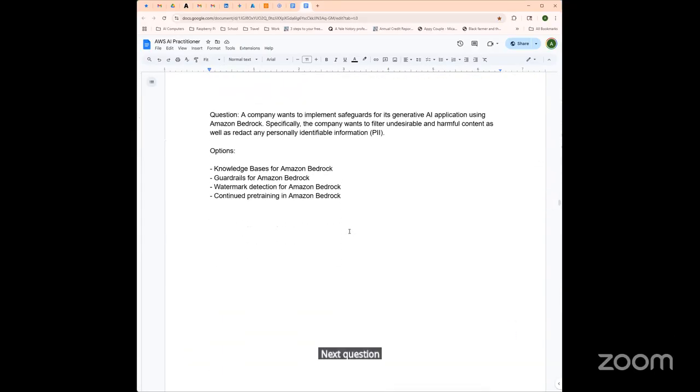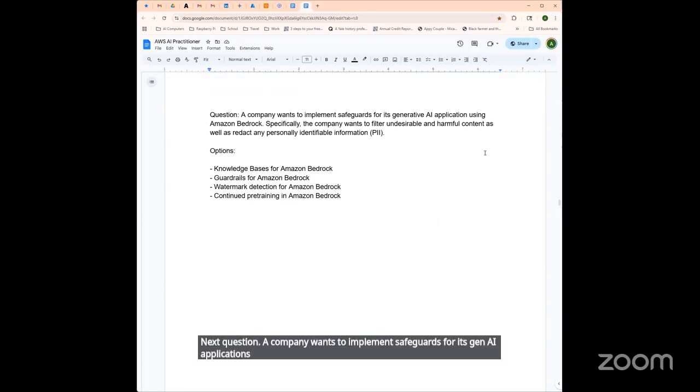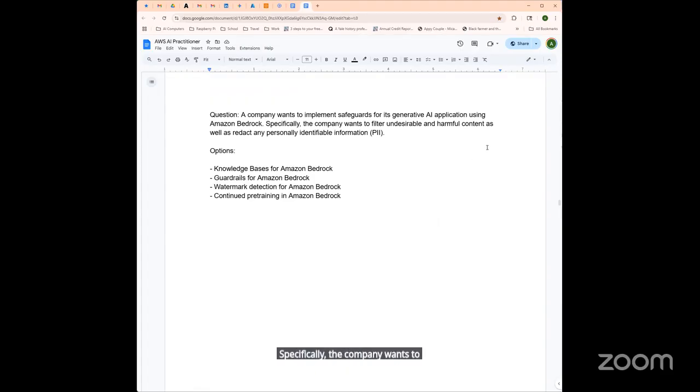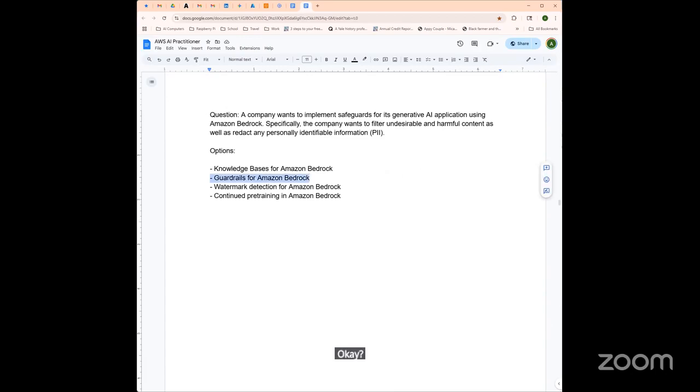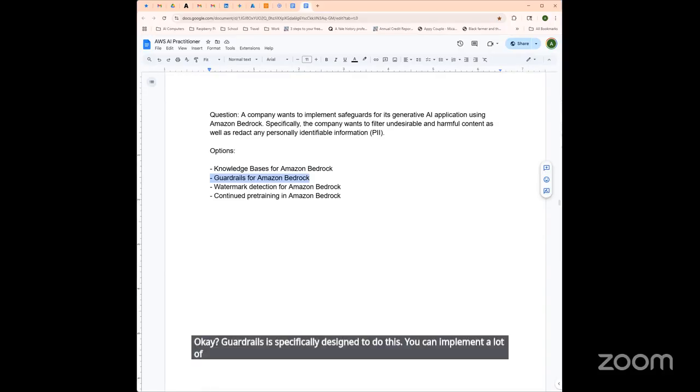Next question. The company wants to implement safeguards for its Gen AI applications using Bedrock. Specifically, the company wants to filter undesirable and harmful content, as well as redact any PII, personally identifiable information, right? You're going to use Guardrails, okay? Guardrails is specifically designed to do this. You can implement a lot of safeguards for Gen AI applications, right?